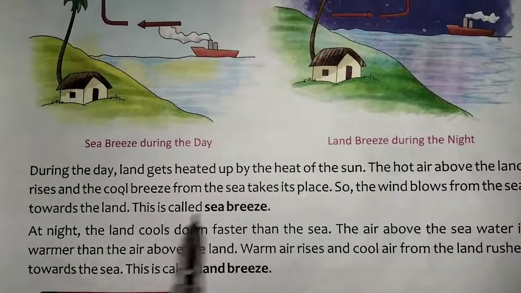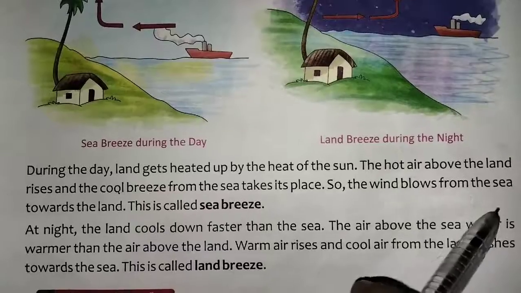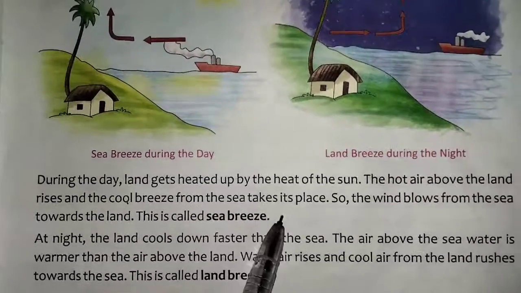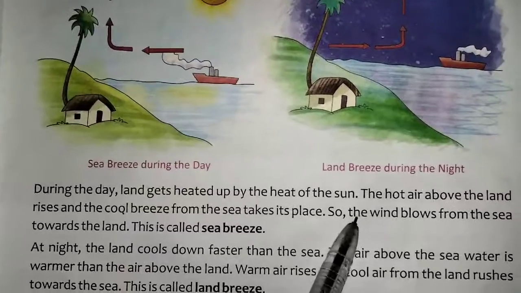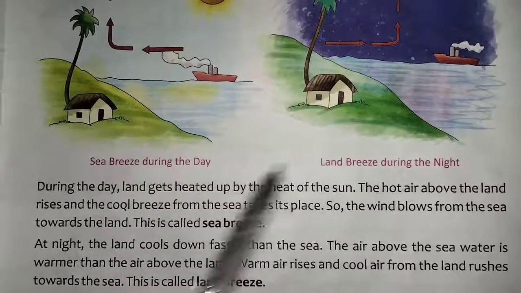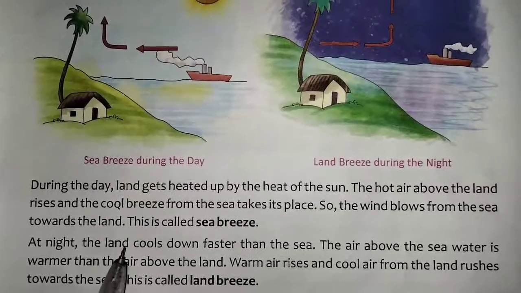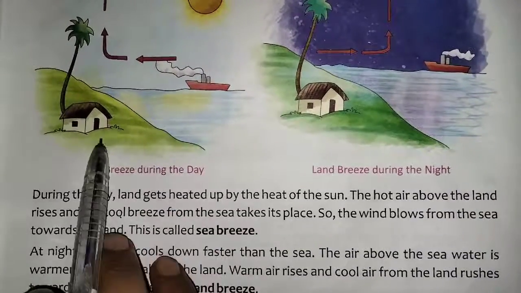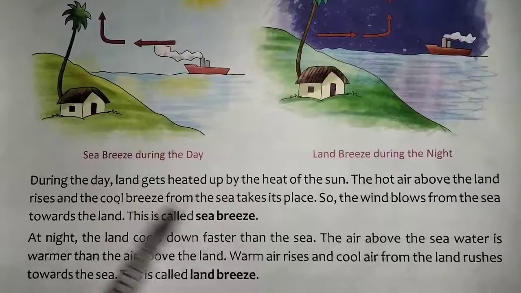Sea breeze, what will happen? The hot air above the land rises and the cool breeze from the sea takes its place. So the wind blows from the sea towards the land. From the sea towards the land, the breeze will come. This is called a sea breeze.